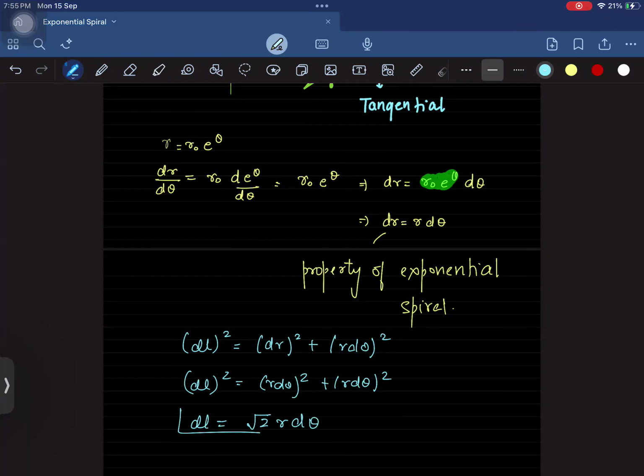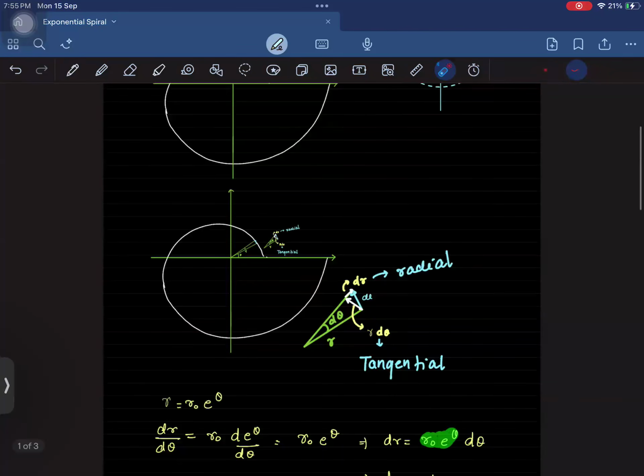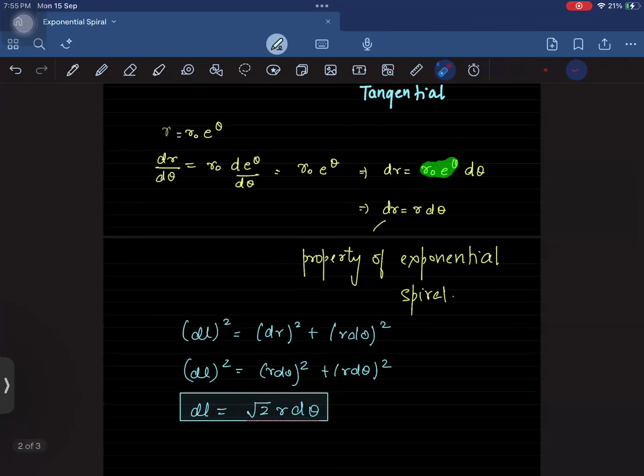Very, very important idea that you should have in mind. So the element length at theta angle, if you take a small d theta element, actually comes out to be equal to root 2 r d theta instead of r d theta. That is the difference in the exponential spiral. एक्सपोनेंशियल स्पाइरल में एलिमेंट जो आता है वो रूट 2 टाइम्स आर डी थीटा आता है, आर डी थीटा आता है.